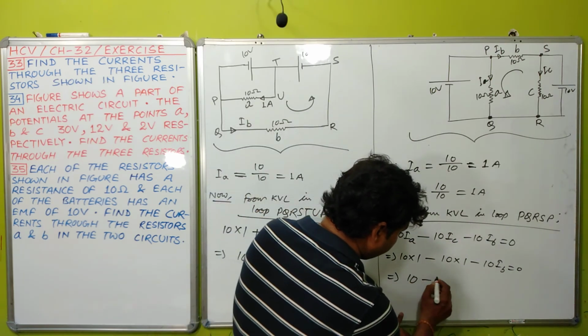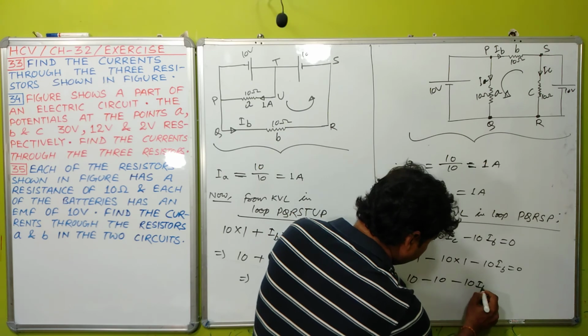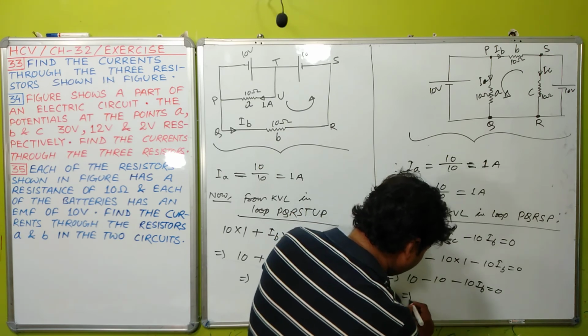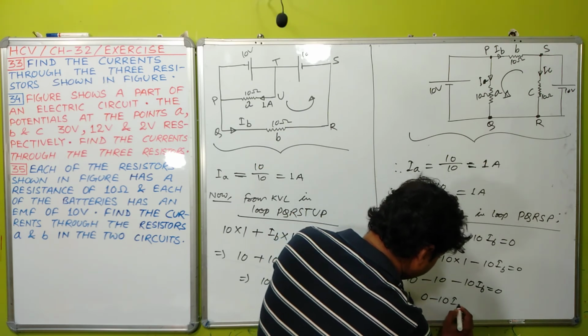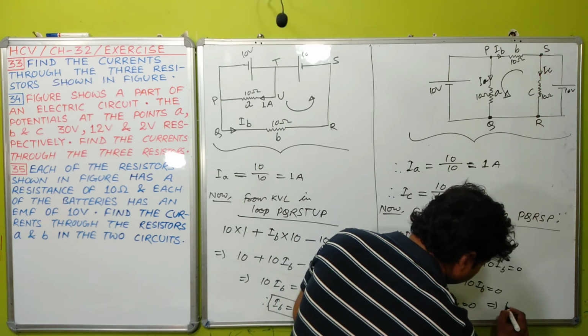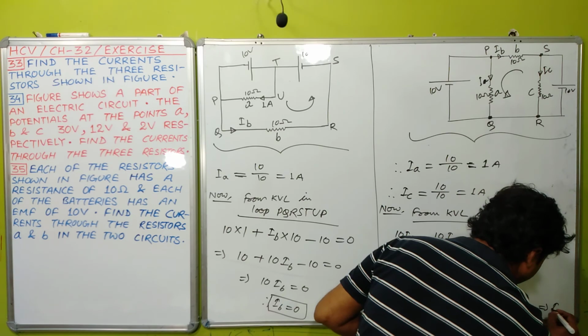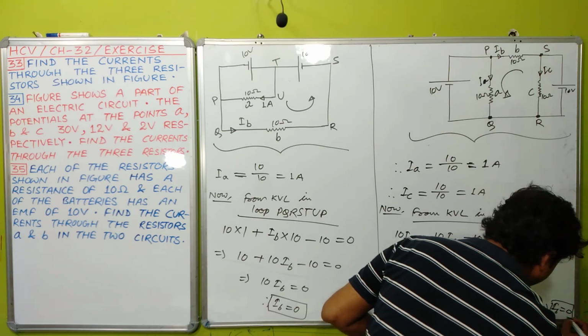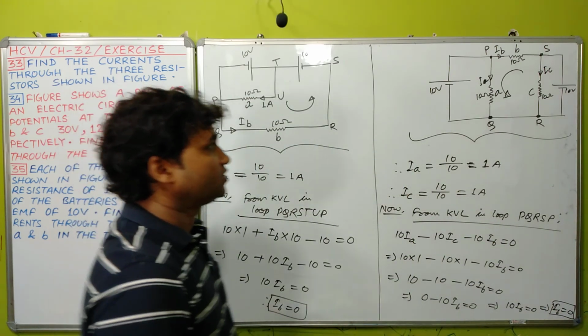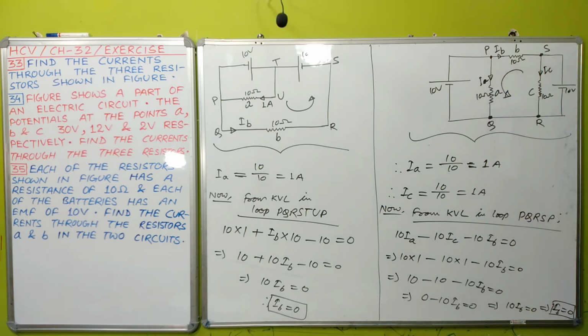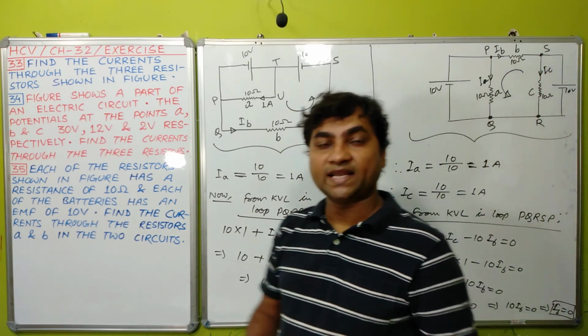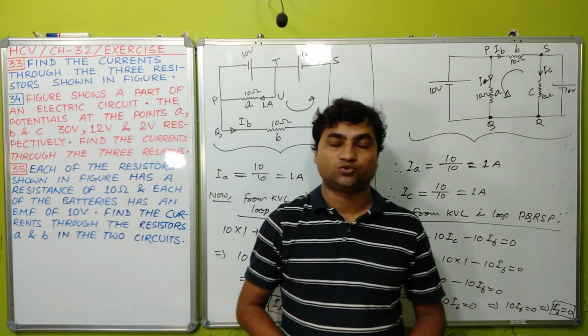From here 10 minus 10 is 0, minus 10 IB equals to 0. This is 10 IB equals to 0, and so IB equals to 0. Means again here the value of current flowing through resistor B will be 0. No current will flow. Okay student, we meet in the next class with the solution of the rest of the questions. Thank you.